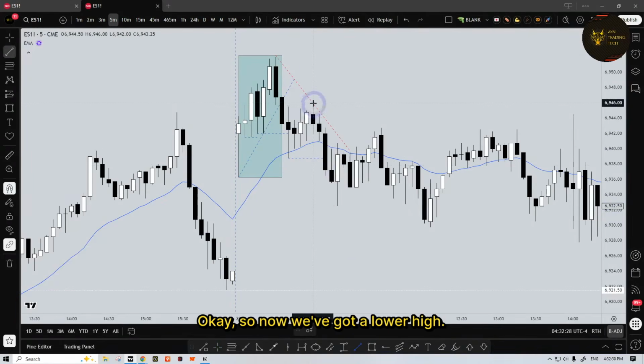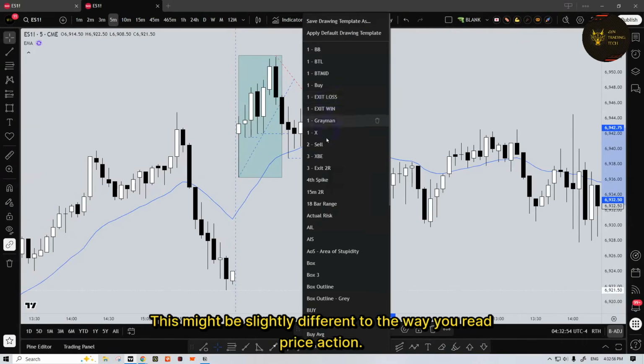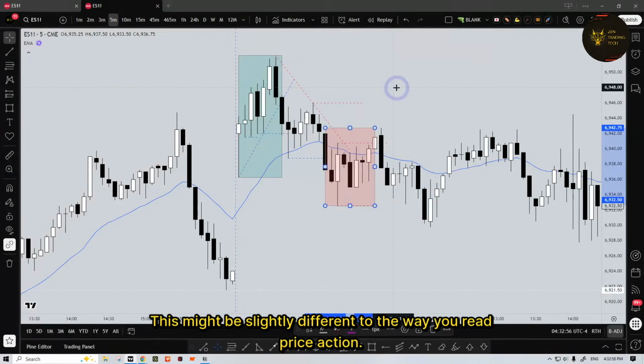Okay, so now we've got a lower high. Now we've got a lower high. Now we've broken above this lower high. So where did the bear trend start? Well, really, it started here and it broke there. This might be slightly different to the way you read price action.